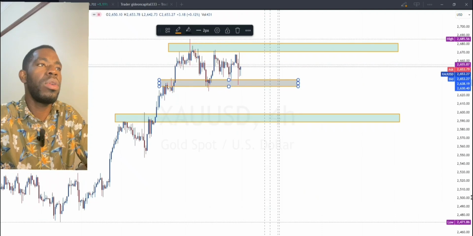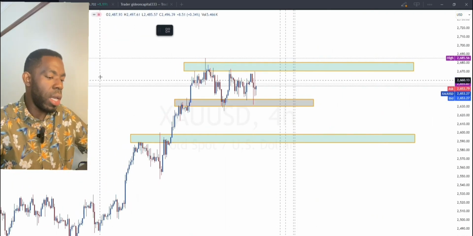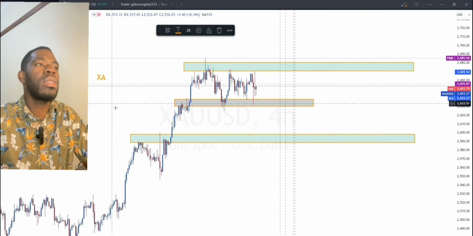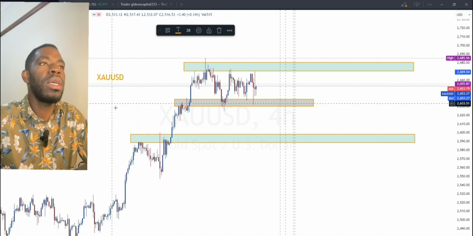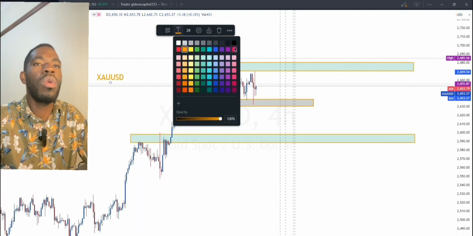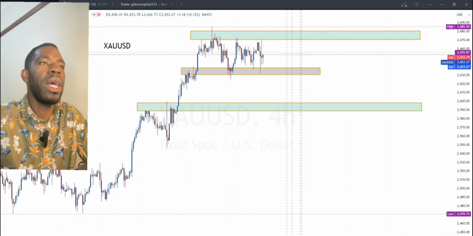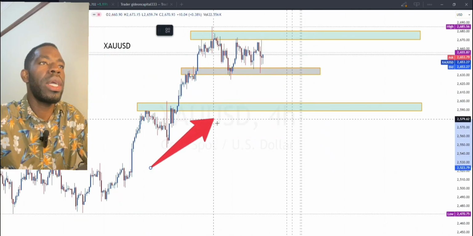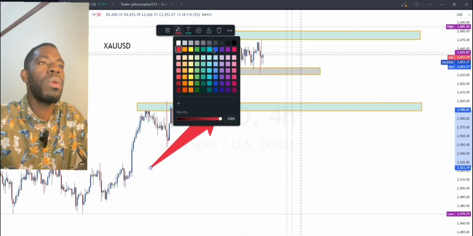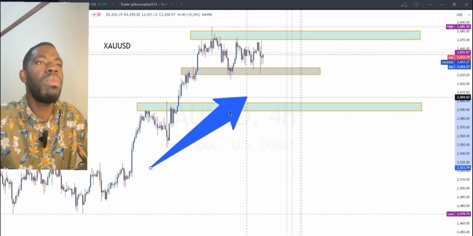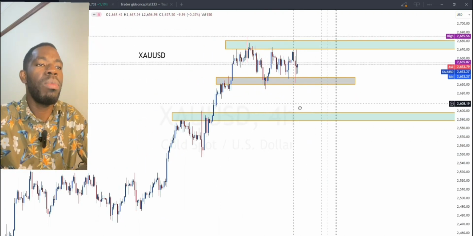In case you are wondering, this asset is XAUUSD. This is gold. So we are analyzing gold. We see that it's a clear uptrend. Price is moving up. So we are anticipating to buy gold.